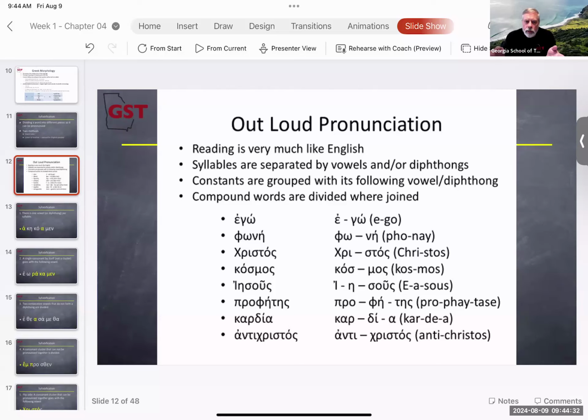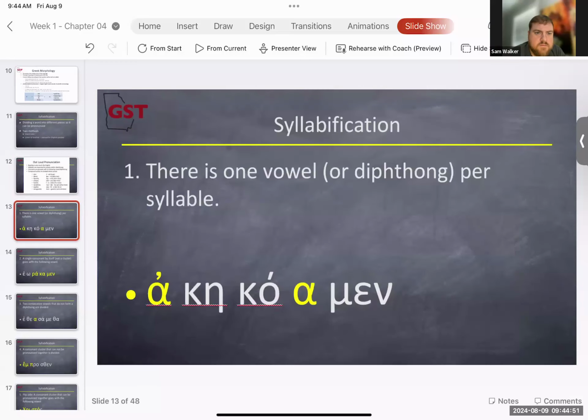All right, and then also compound words, they're going to be divided where you would naturally divide it, right? Now, each compound can have its own syllables. Anti, Christos. The compound is anti being added to Christos. So anti-Christos would be antichrist, right? All right.